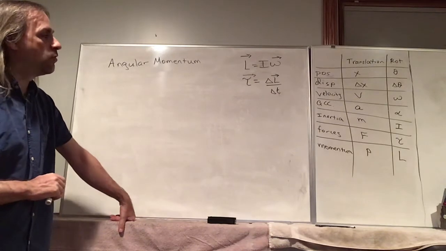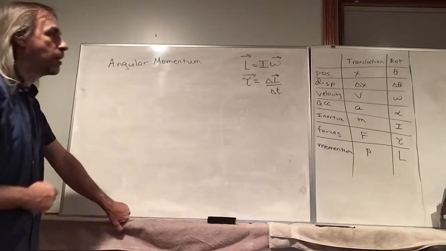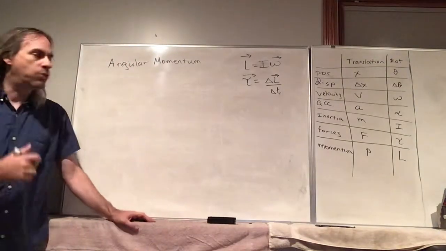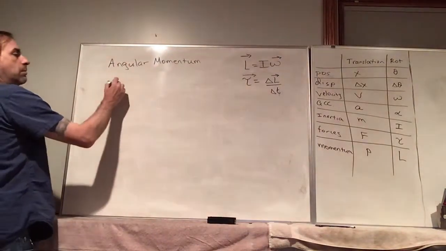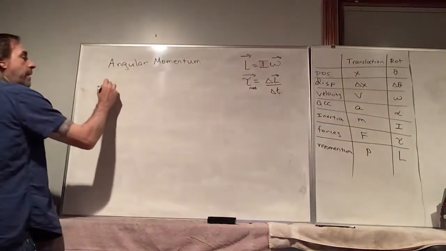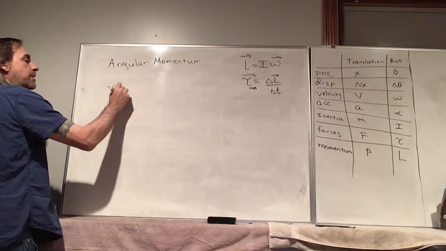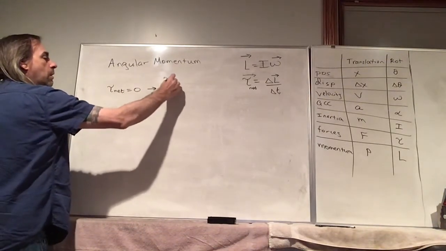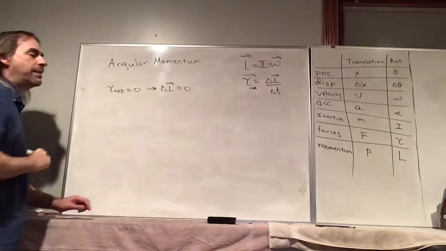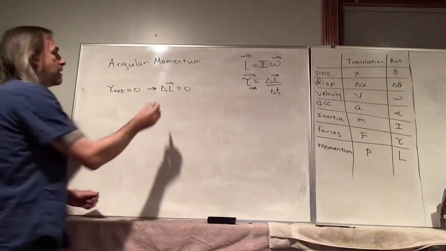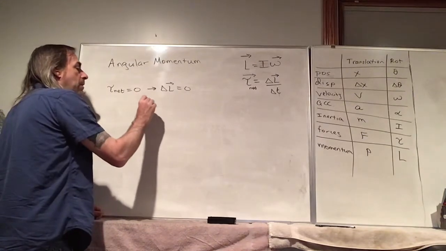But we're going to kind of follow what we did when we were talking about linear momentum. Let's say we have a system where the net torque is 0. So we could write this as the net torque. If the net torque is equal to 0, that means that the change in angular momentum is 0. This is called conservation of angular momentum.